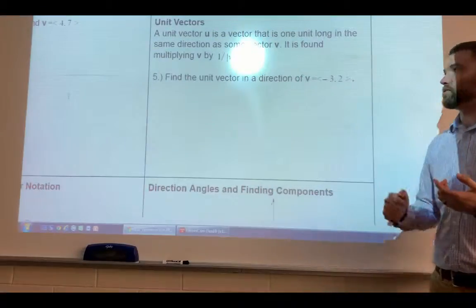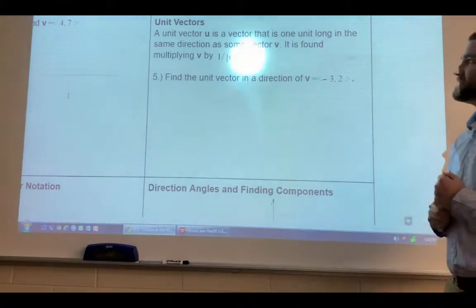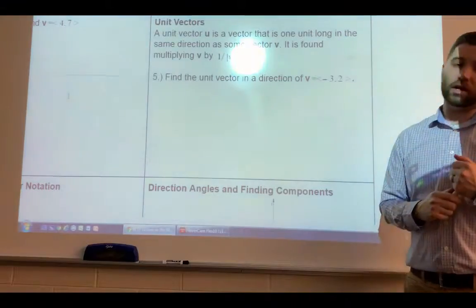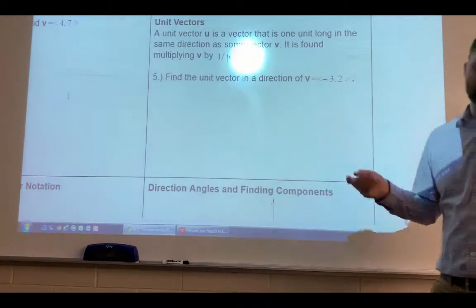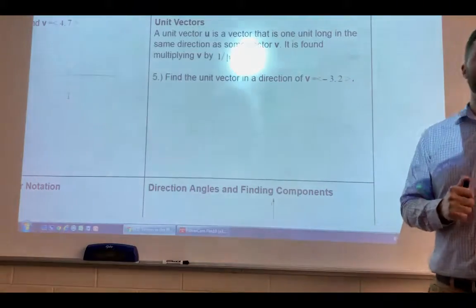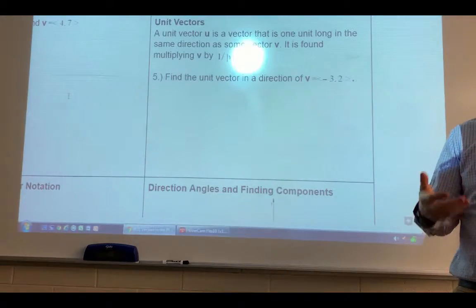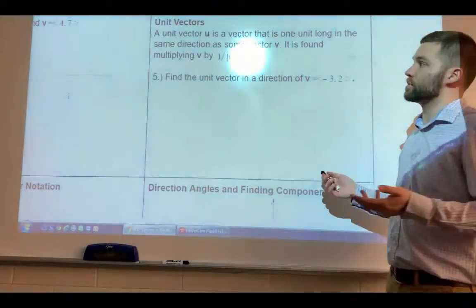Let's talk about unit vectors now. A unit vector, U, is a vector that is 1 unit long in the same direction as some other vector. So let's say the other vector is named V. So a unit vector is 1 unit long in the same direction as some other vector V.